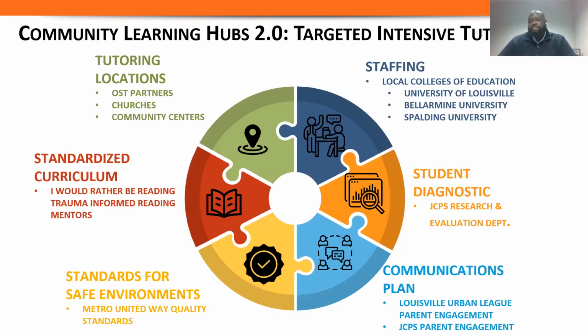JSPS, their research and evaluation department, is providing data for a student diagnostic, a short cycle assessment called the MAP test. I don't know if you all do that in any of your districts, but they're providing us those data so that we can really begin to hone in on what students' needs are, and the communication plan, working through parent engagement, the Urban League, a lot of different partners.